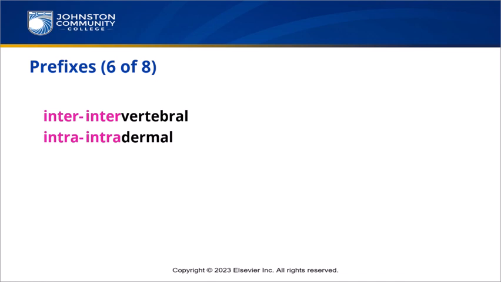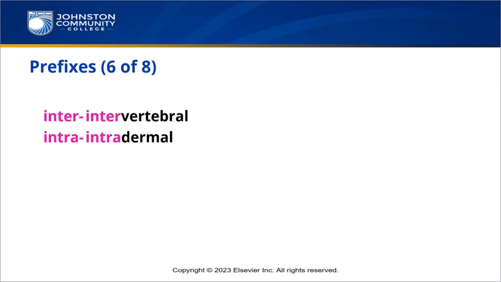Here's two terms that are easily confused. So I really stress that you put these on flashcards and make sure that you study them. Remember, just because you make a flashcard doesn't mean it's going to help. You actually got to use them. So again, these appear very similar. However, intervertebral means pertaining between two backbones.